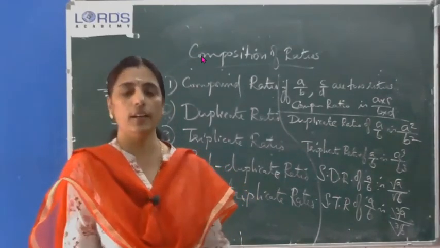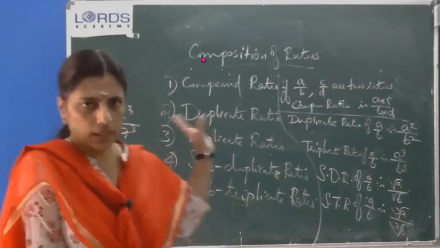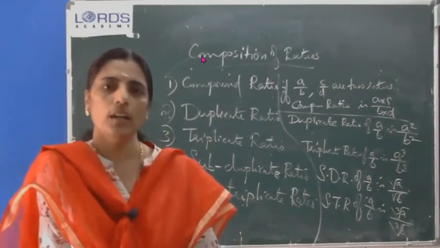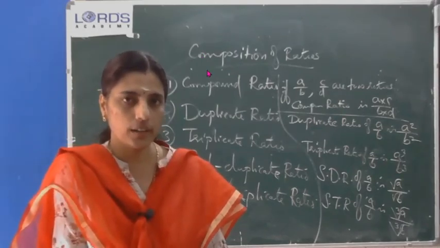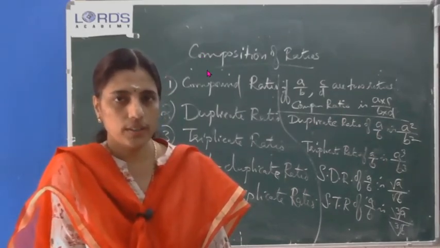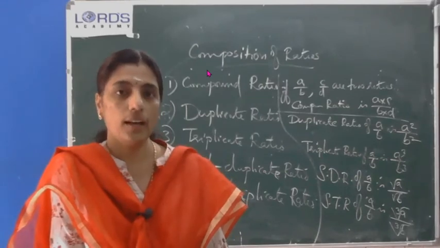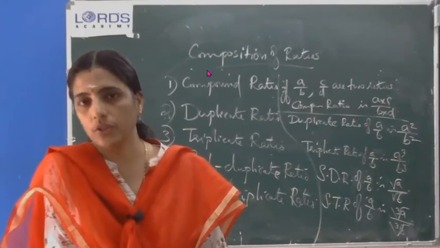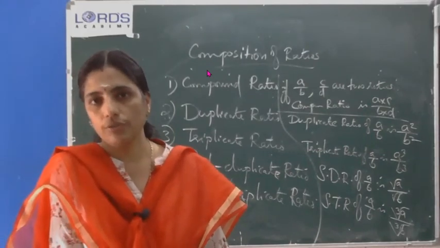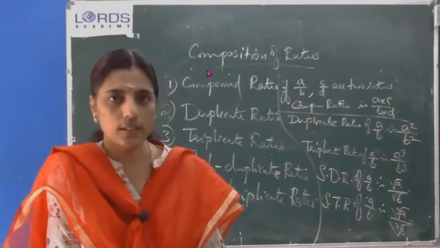The third one is triplicate ratio. You studied this in class itself. Triplicate ratio means taking the cubes of both the numerator and the denominator. So what is the triplicate ratio of A by B? A cube by B cube. Example I have given: the triplicate ratio of 4 by 7 is 64 by 343, that is 4 cube by 7 cube.